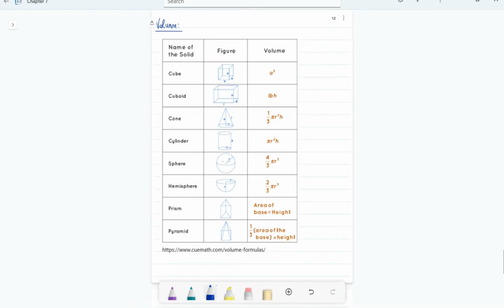Now, here are just a few volumes which might be helpful to know, whether it is for questions about related rates or optimization. So feel free to pause the video and note them down.